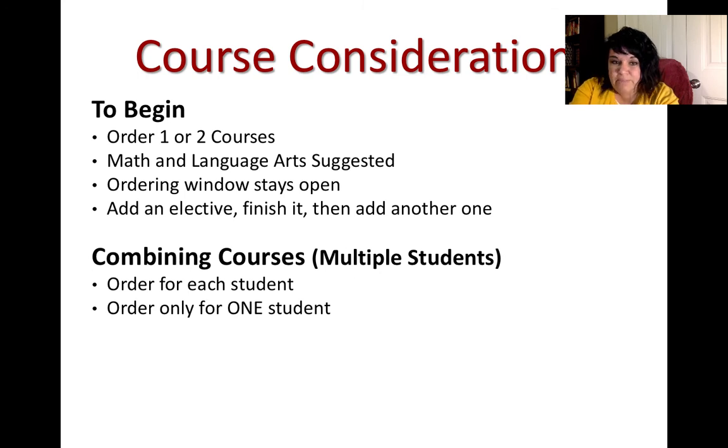You can also combine courses if you have multiple students. For example, if you have a 4th and 5th grade student, you might want to combine their history course and have them work on 5th grade history together. You can order a 5th grade history course for each of your students, so a 5th grade history course for your 4th grade student and your 5th grade student, or you can just order one and have them share the materials. Whatever works best for you and for your family.